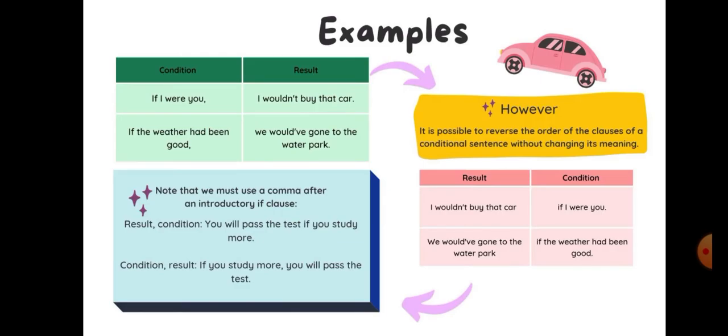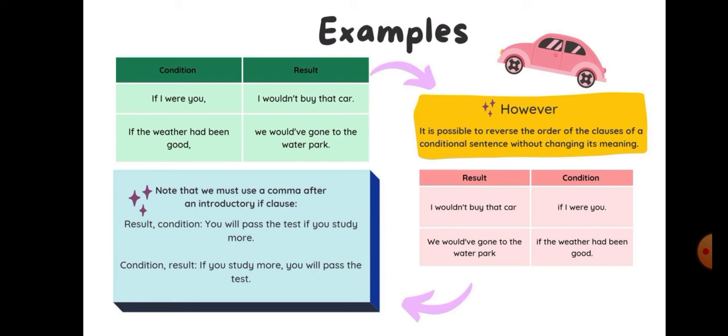For example, here are some examples given to help you better understand conditional clauses. The first sentence is: if I were you, I wouldn't buy that car. Secondly, if the weather had been good, we would have gone to the park. Here, both conditional sentences are starting with the conjunction if.